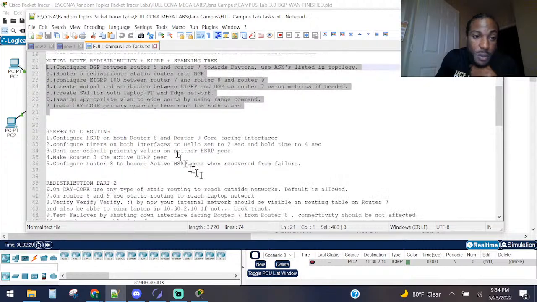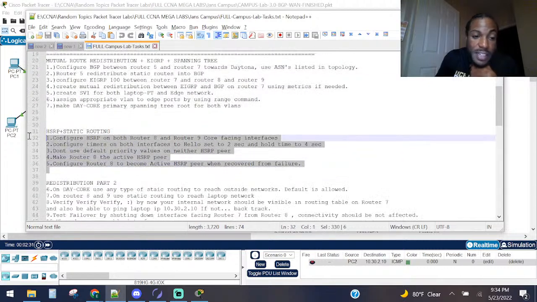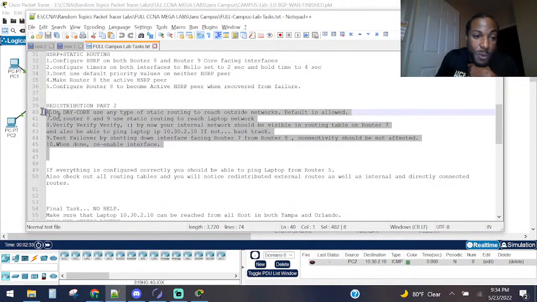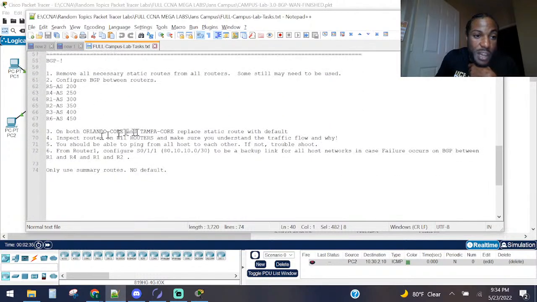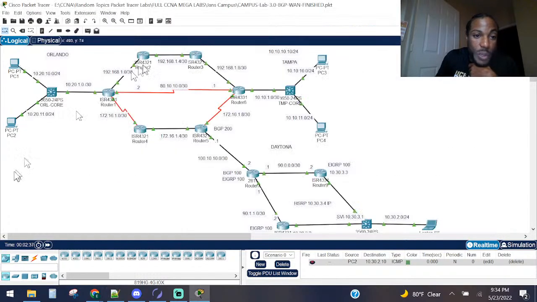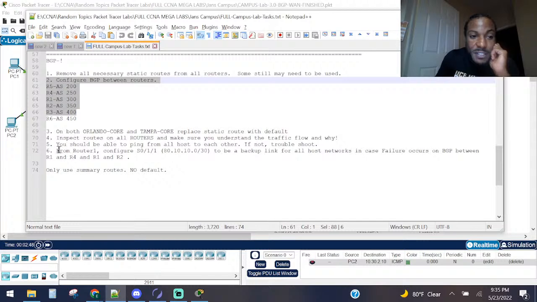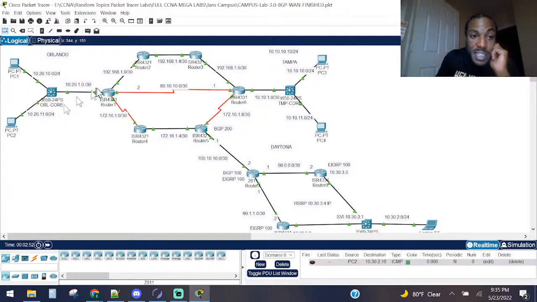EIGRP, spanning tree. Then we did the HSRP and static routing. That's what I forgot to tell y'all. Then we did some more redistribution. And then we left off right here. We ripped out all the static routes here, well, most of them, and then we added BGP among this ring right here. And then where we got stuck at was this final task, like I said, right here, where he said, from router 1, configure serial 0/1/1, which was, this is router 1.